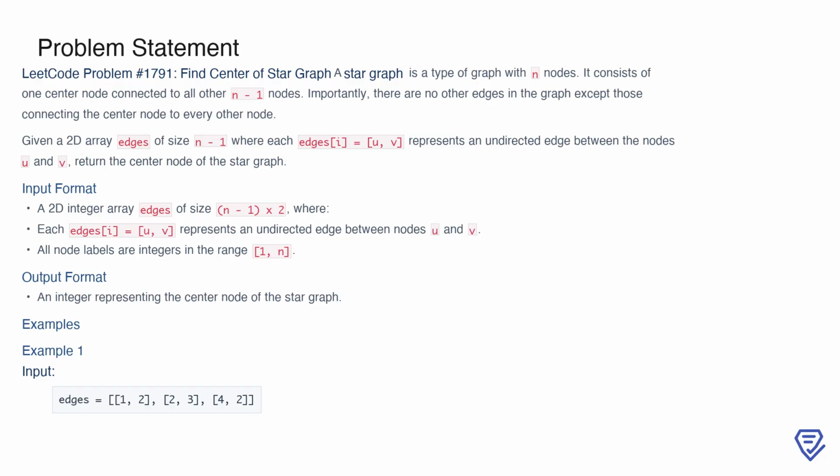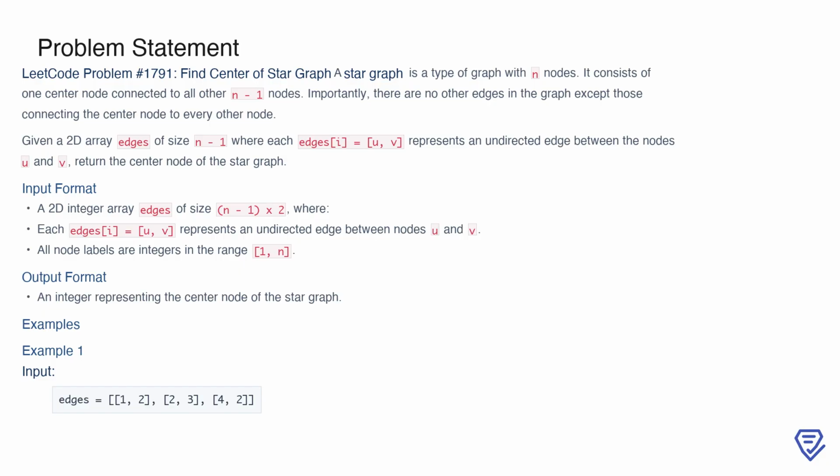A star graph consists of n nodes, where one central node is directly connected to all other n-1 nodes, and there are no connections between the non-central nodes. This unique structure means that the center node has the highest number of connections, making it distinguishable from all other nodes. The task is to identify this center node given the edges of the graph.